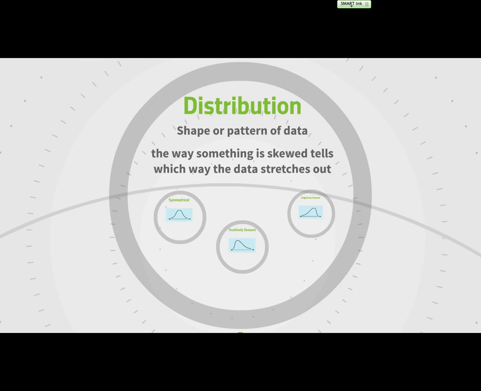So distribution is the shape or pattern of the data. The way that something is skewed will tell us which way the data stretches out. There are 3 different types of distribution, so we'll look at a picture for each of those. And this is definitely something that the more you use, the more you'll get used to it. When you're asked about the distribution, make sure you try answering it and then check your answers in the back so I can make sure you're understanding the different types of distribution, because it's a little bit different.